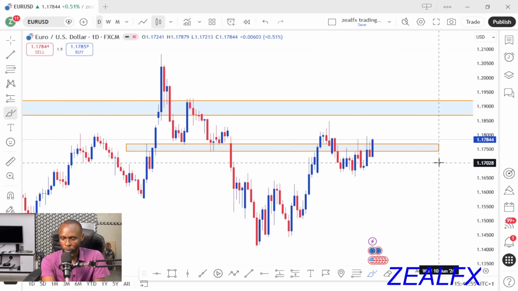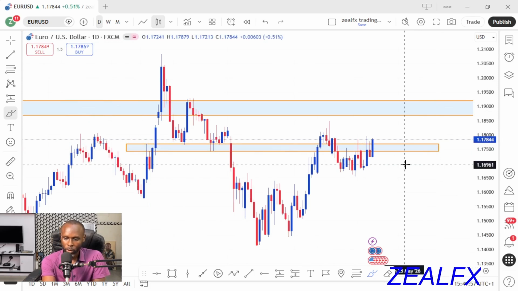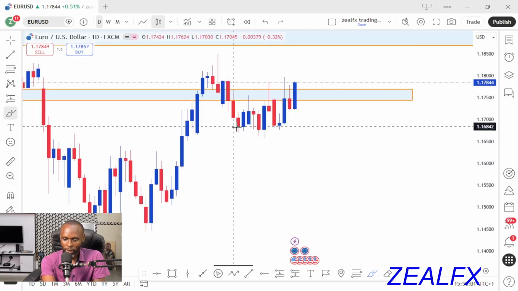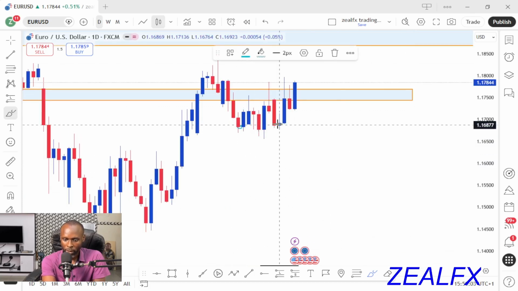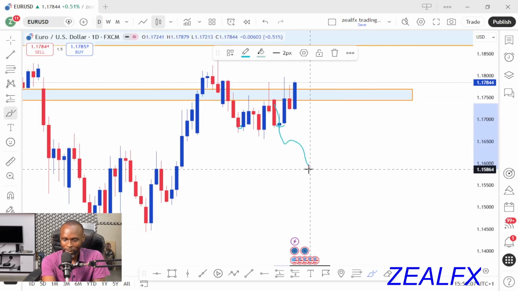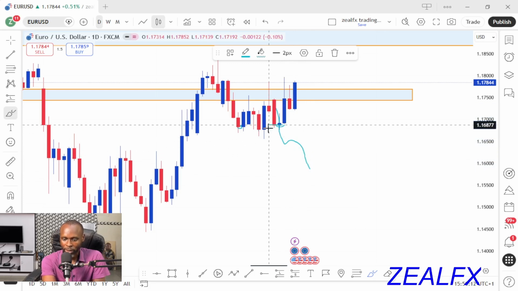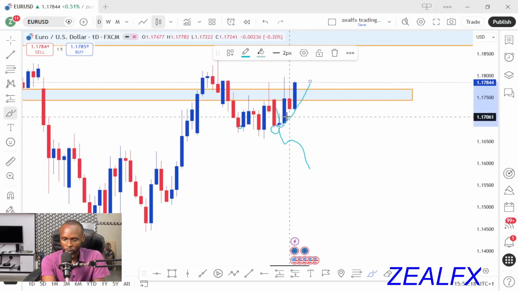On my Euro USD daily chart, if you watched my previous analysis last week, I said I expect price to test this support level, which is price to retest this level. On a break of this level, I expect price to continue to push lower. But last week, price failed to break this support level, so we might see price pushing back to the top. So you can see that price has pushed back to the top.